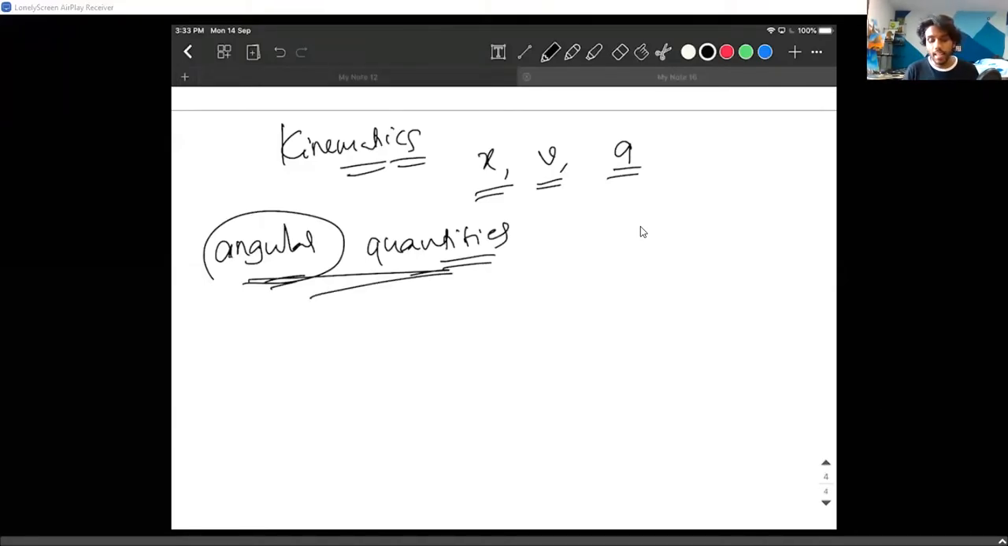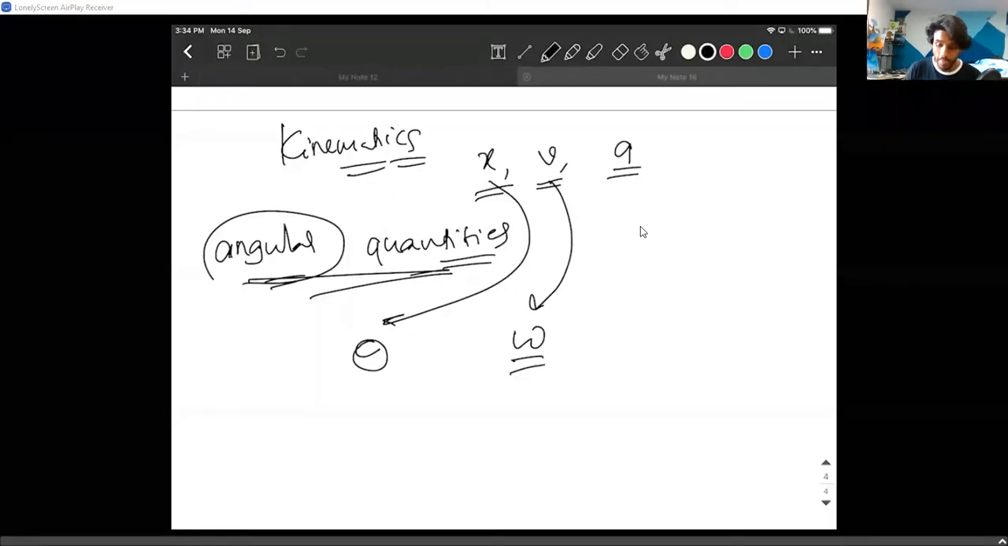But angular quantities, for the first time, you're introduced to these ideas which are angular. We are talking about angular displacement, angular velocity, and angular acceleration. The representations are: angular displacement is theta, angular velocity is omega, and angular acceleration is alpha.